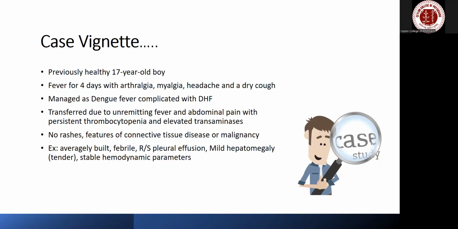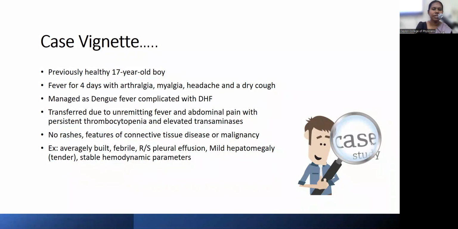This patient is a 17-year-old boy, previously healthy, admitted to a peripheral hospital following an acute febrile illness. He had arthralgia, myalgia, headache, and a dry cough. At the peripheral hospital, he was managed as dengue fever, and later the transfer form said he had been complicated with DHF. But he had unremitting fever and abdominal pain with persistent thrombocytopenia and elevated transaminases, which were not settling even after completion of the DHF phase. So for evaluation, he was referred to CNTH.